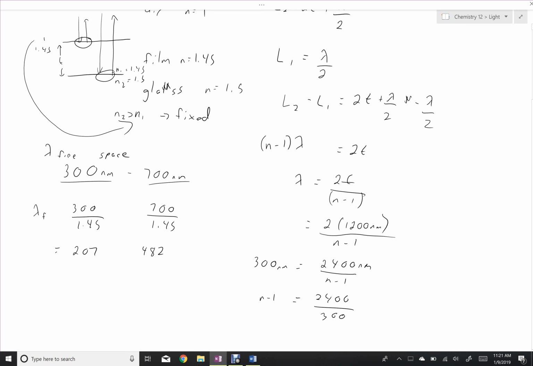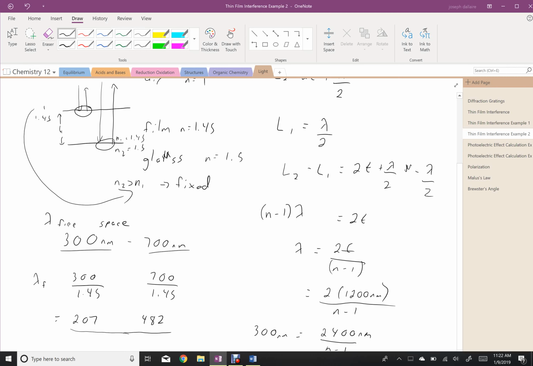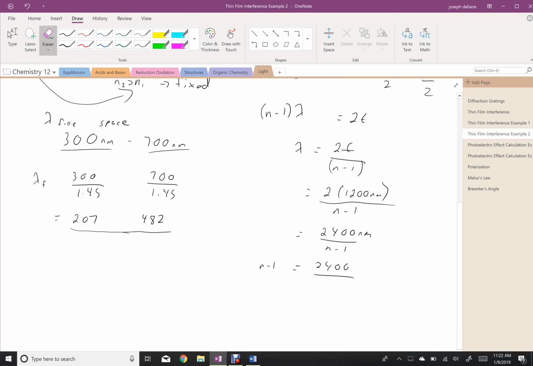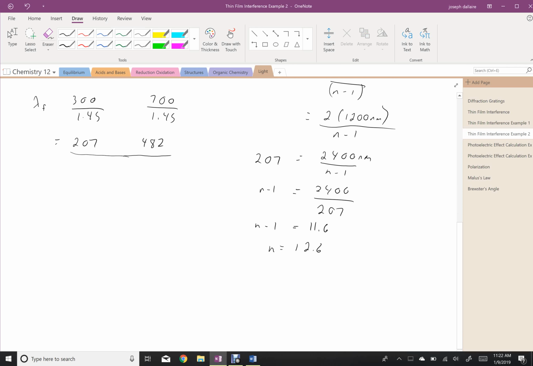So that'll be the range of wavelengths that are visible based on the wavelengths in the film, not based on the wavelengths outside. So let's just pop over here for a second, get rid of this, and replace it with the minimum wavelength of visible light in the film. So 2400 divided by 207 is 11.6. So n minus 1, so n in this case would have been 12.6. So that'll set the low end of my range.